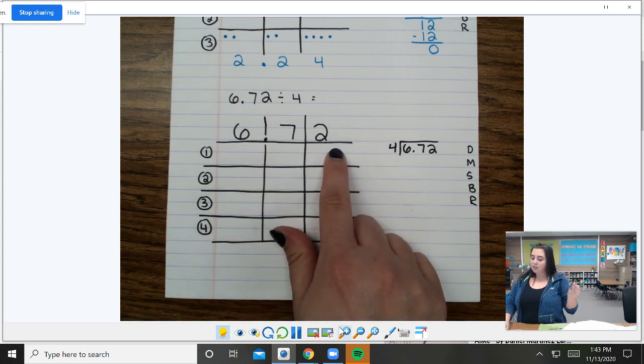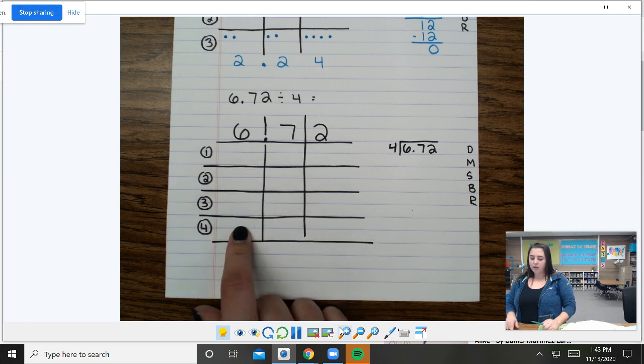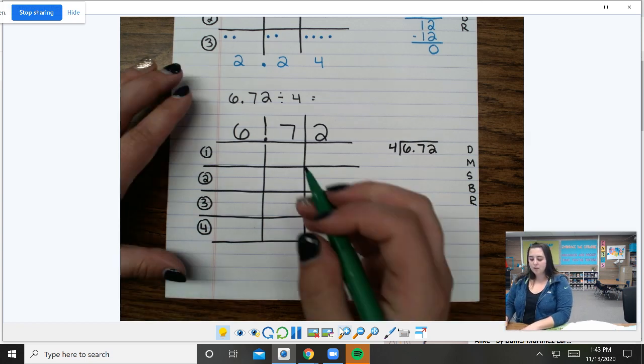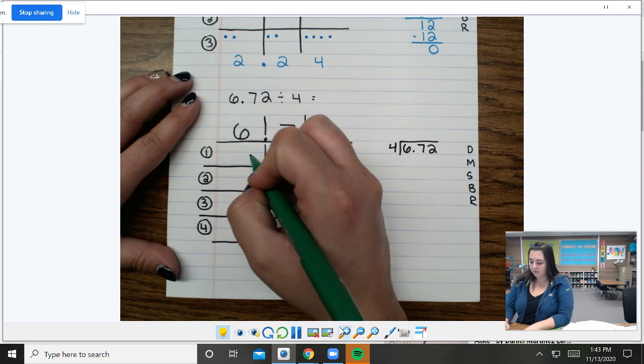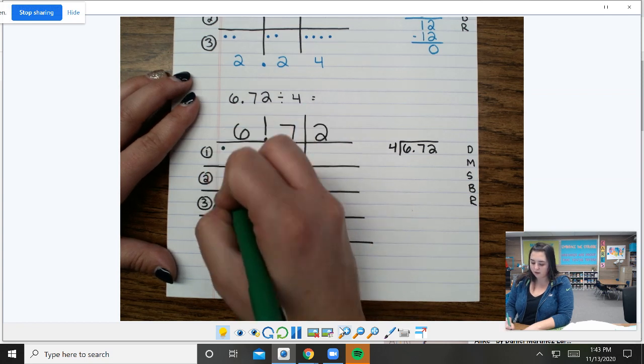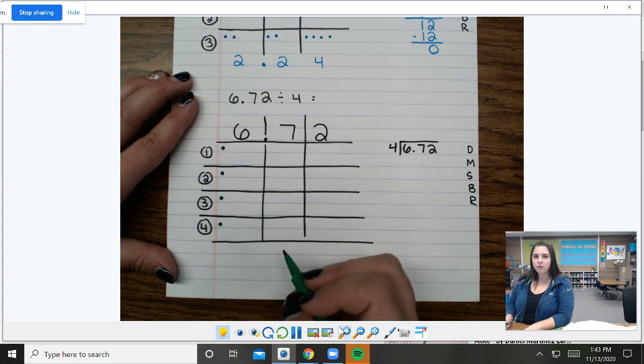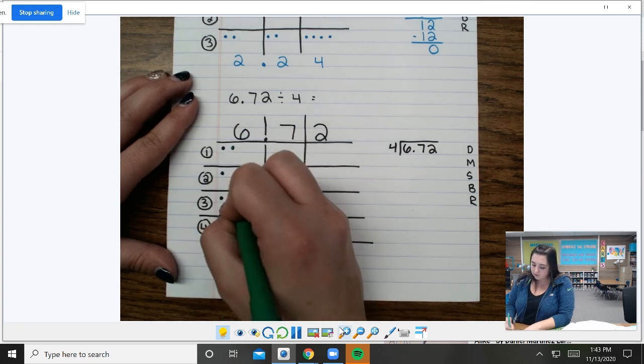So again, thinking of money, $6.72. We have to split this evenly among 4 kids. So first, I want you to divide out your $6. Okay, you have to pause the video if you need more time. Check your work. Ready? $6, I would have $1 to you, $1 to you, $1 to you, 1 to you. That's only 4. 5, 6.